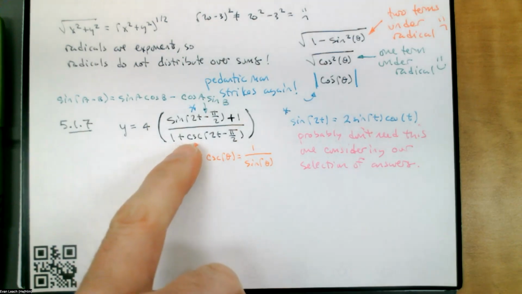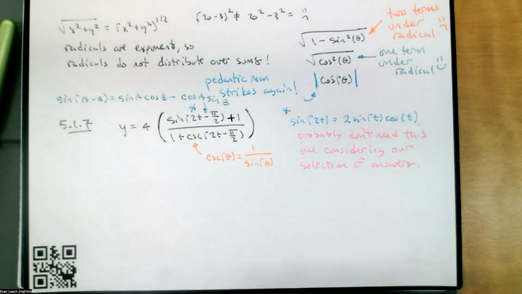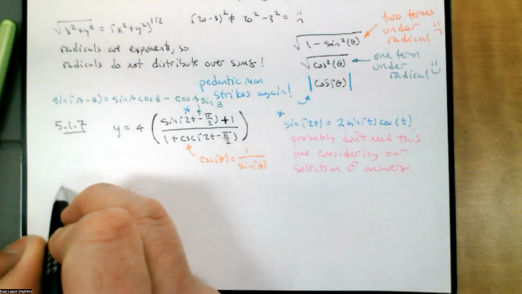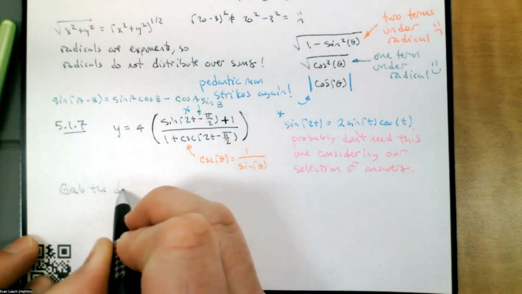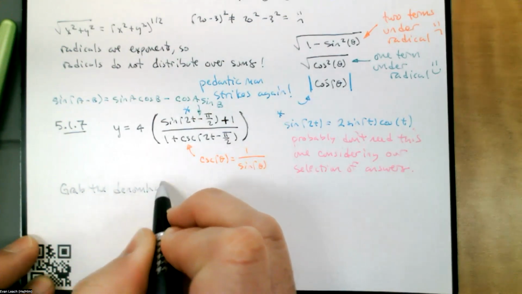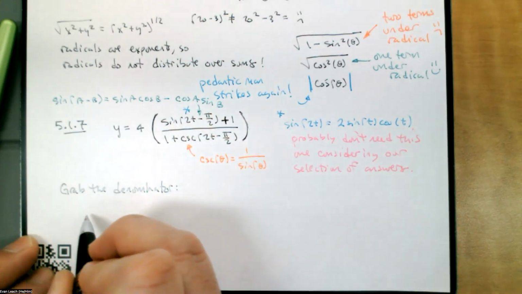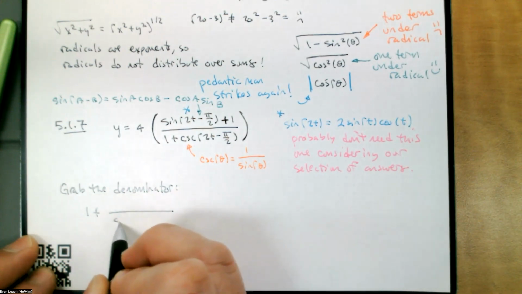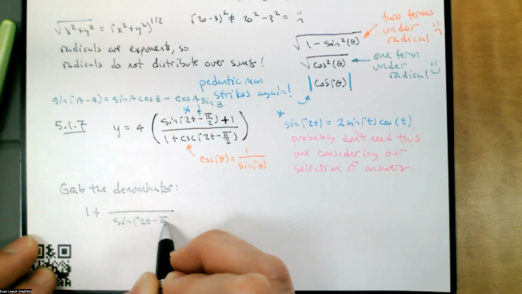The first thing I noticed was this cosecant. I'm just going to grab this denominator. Let's see what happens with this denominator. So what happens with this denominator? I've got 1 plus 1 over sine of 2t minus pi over 2.